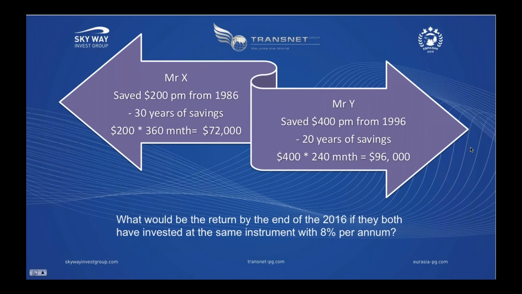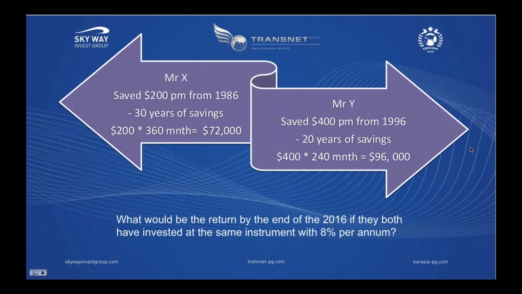At the end of the term, we do 200 per month times 360 months, which is 72,000. We didn't calculate for the entire year, but this is 72,000 in total, right? So this is scenario A. Scenario B, Mr.